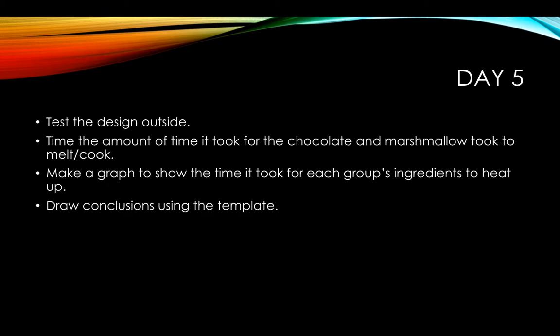So each student will have 2 graphs, one for all of the group's chocolate and how long each of their chocolate pieces took to melt, and they will have a graph for the marshmallow and how long each of the marshmallows took to melt. We will draw conclusions using the template, and students will be able to see which materials were most productive and why some groups' materials melted quicker than others. And of course, students will be able to eat theirs some more.